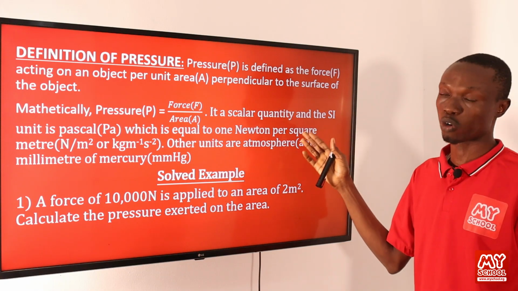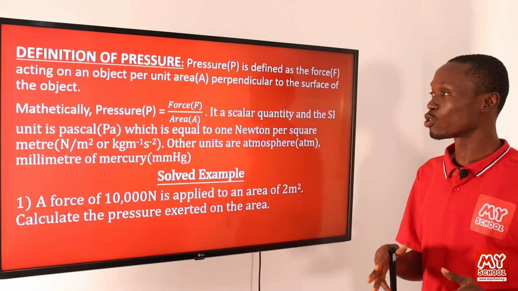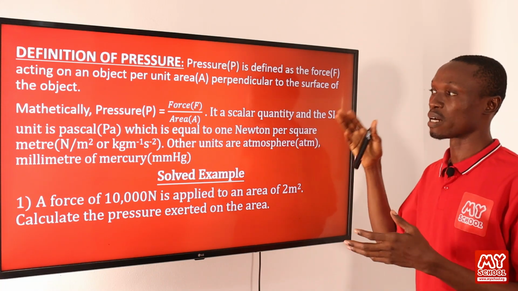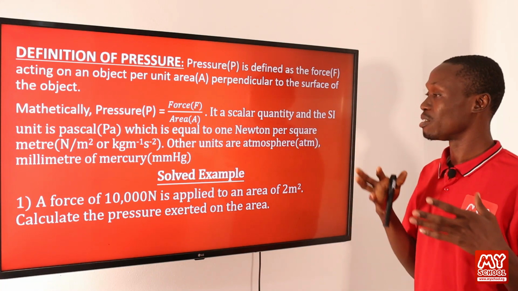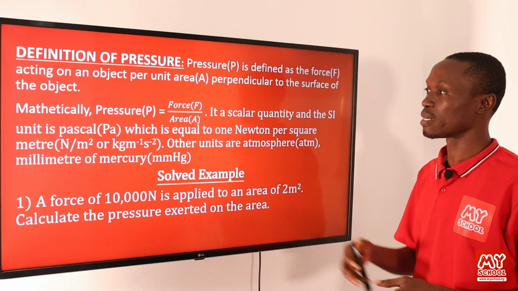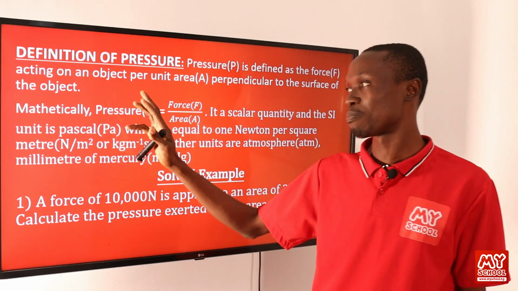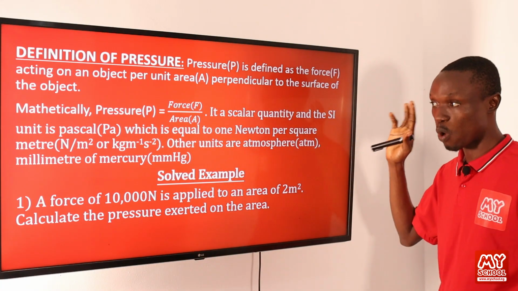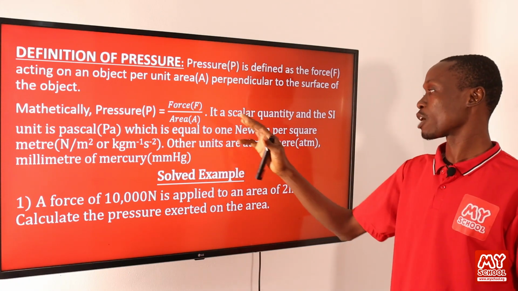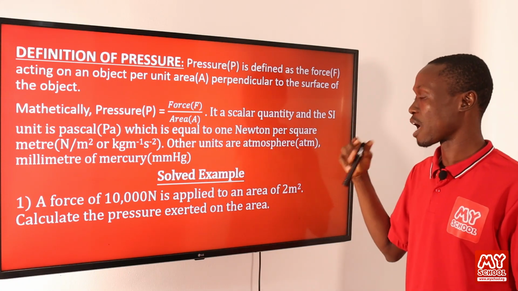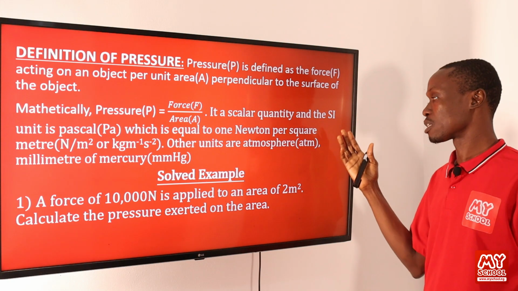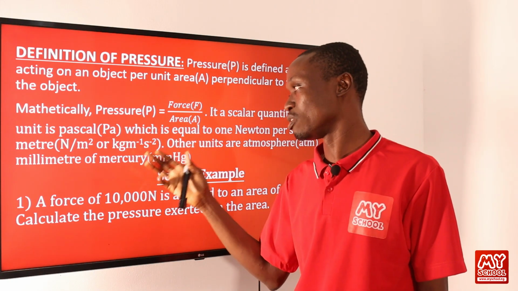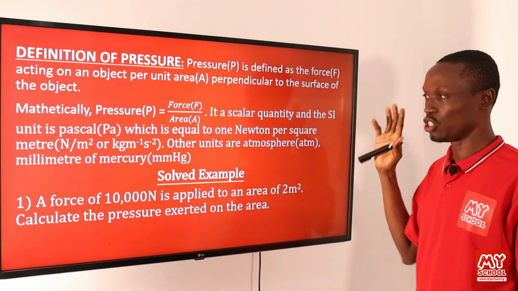Now, when we say scalar quantity, it simply means that it has magnitude, but it does not have direction. So pressure is a scalar quantity, and it is also a derived quantity. The SI unit of pressure is the Pascal, and this Pascal is also equal to 1 Newton per square meter. Other units of pressure are atmosphere, often denoted by ATM. Then we also have millimeter of mercury, denoted by mmHg.